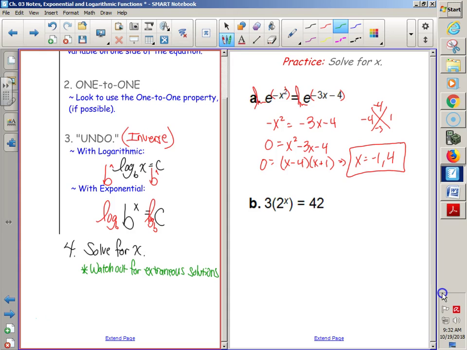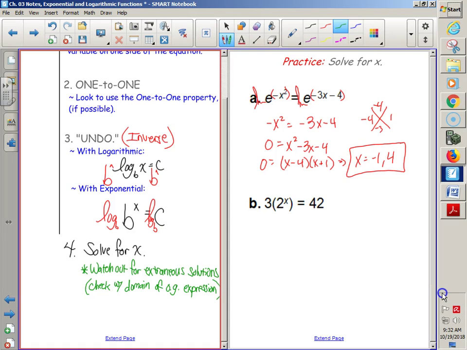And here's what I mean. Check any answers, check any solutions, check with the domain of the OG expression. The original expression. Or the original equation, sorry. The original expression or the original equation. Check with the domain of the original.